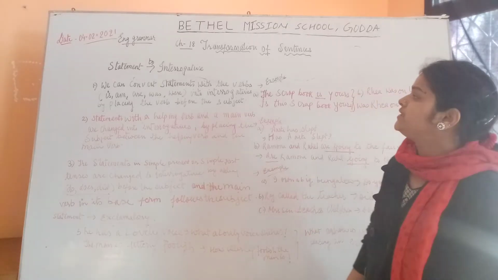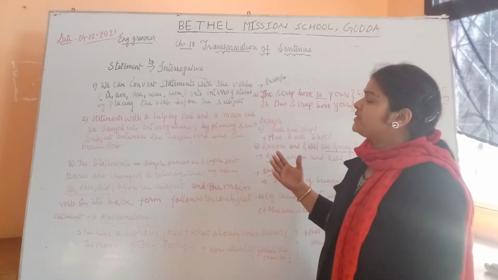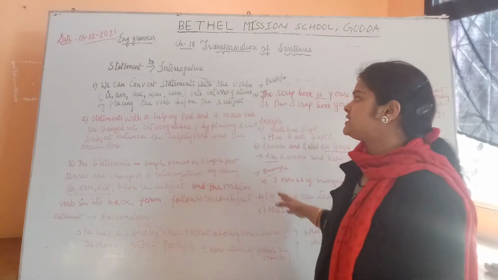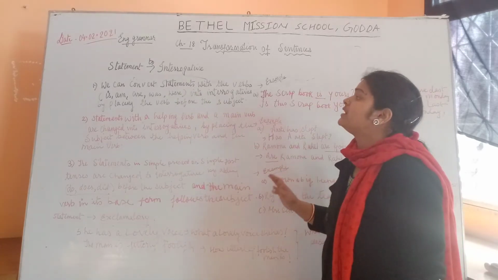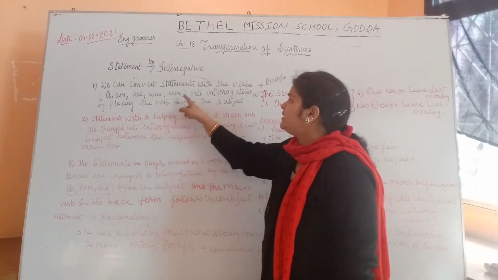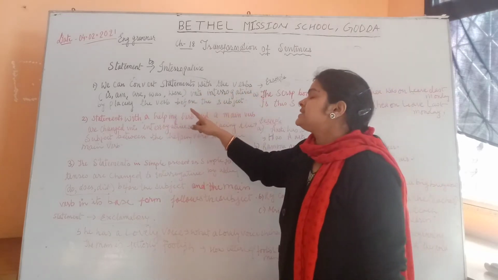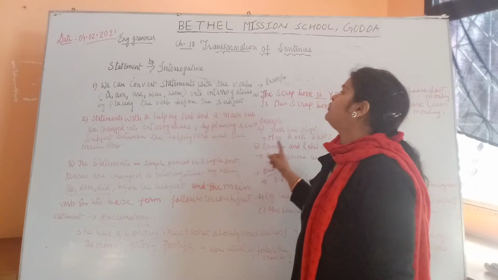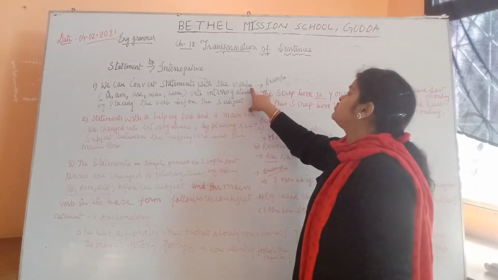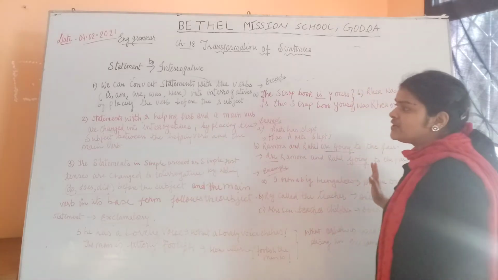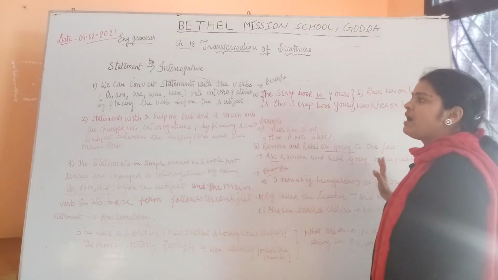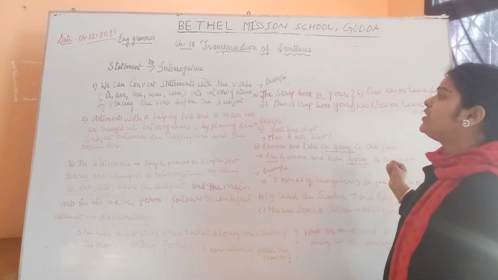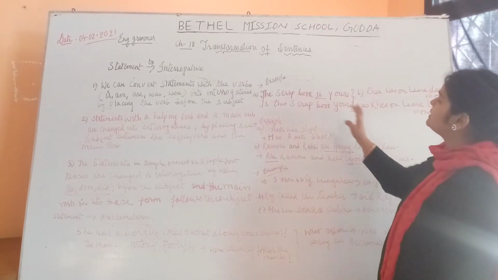Now I will explain some more rules, where I will show how to transform statements which are positive into interrogative ones. Rule number 1: we can convert statements with the verb is, am, are, was and were into interrogative by placing the verb before the subject. This rule explains that we can convert the statement into interrogative, that is a question, by placing the verb before the subject. We will see some examples.